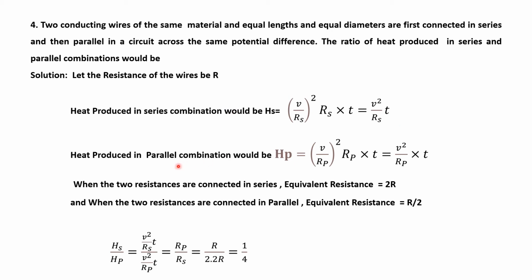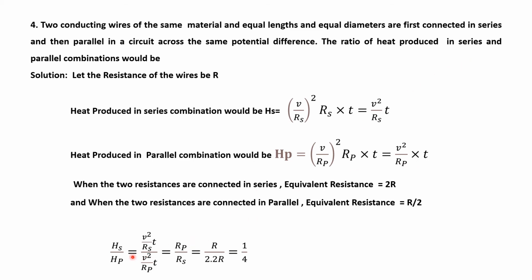And we will find the heat produced in parallel combination. Hp is equal to V by Rp, that is, the resistance in parallel combination, the whole squared into Rp into T, and we get V squared divided by the resistance in parallel combination into T.